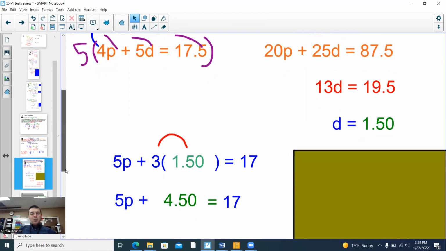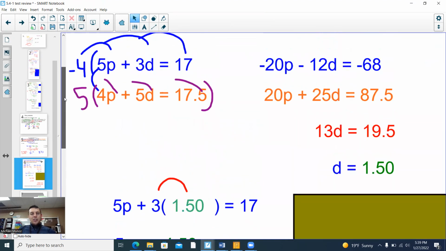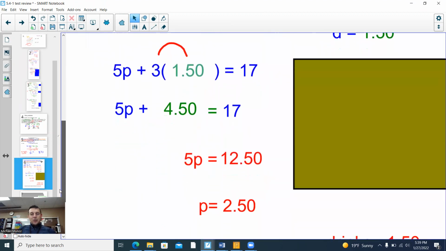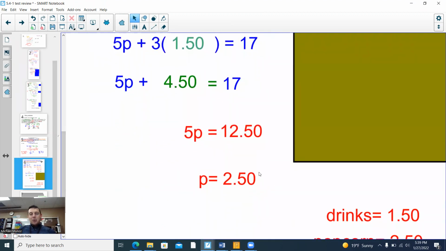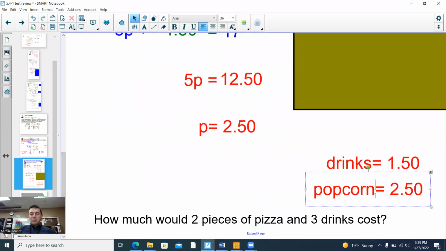So I multiply, do my steps. 3 times $1.50 is $4.50. Just in case you're not sure, I use this top equation and I change D for $1.50. So I solve it just like I normally would. I divide, and I find out that popcorn is $2.50, not popcorn, pizza. I keep making this mistake. This should be pizza. Pizza is $2.50.